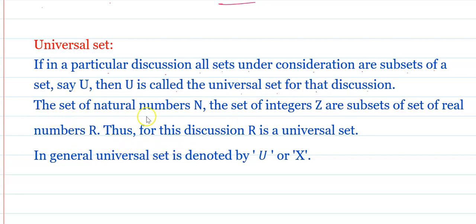The set of natural numbers and the set of integers are subsets of the set of real numbers. Set of natural numbers and set of integers, these are subsets of whom? The set of real numbers. Our particular discussion is about numbers, about sets. Thus, for this discussion, R is a universal set. In general, the universal set is denoted by capital U or capital X.